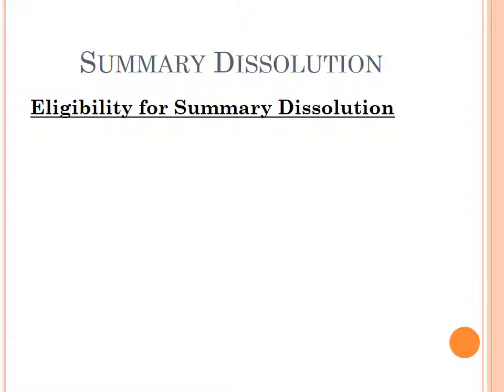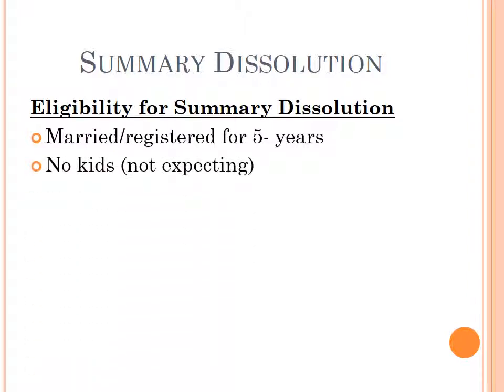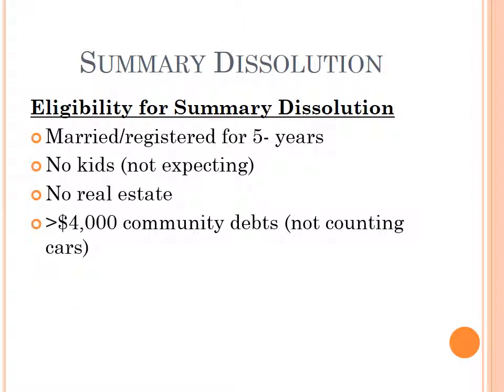In order to be eligible for summary dissolution, you must meet certain criteria. Number 1, you must be married or registered as a domestic partner for less than 5 years, actually 5 years or less. You have to have no children and not be expecting at the time. You have to own no real estate that would have to be divided up.